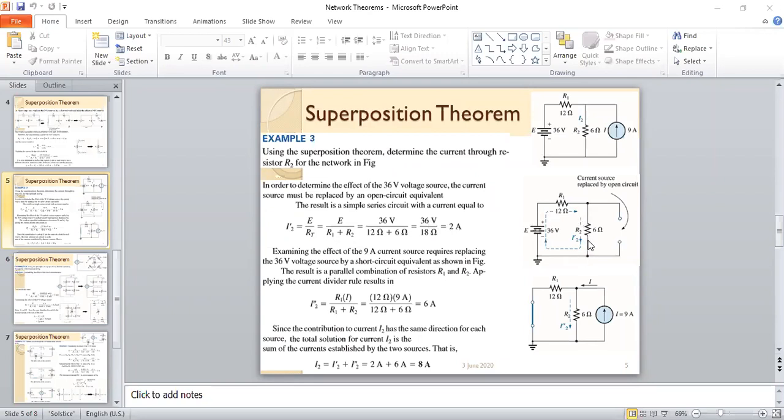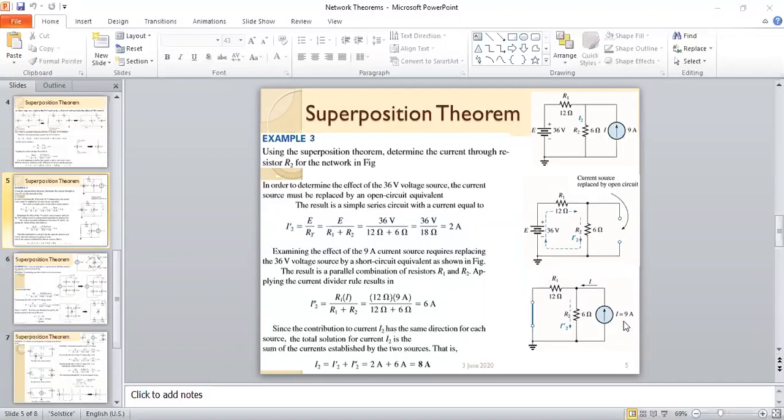component. Now take the next source and replace the previous source. This source would be replaced by short circuit, and now we will place this source in its own original place. If you do like this, then these two resistors would be in parallel to each other, because this resistor is connected here. This is short circuit. So now these two are in parallel to each other.